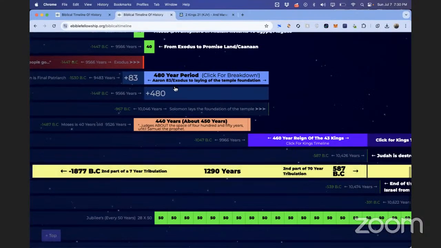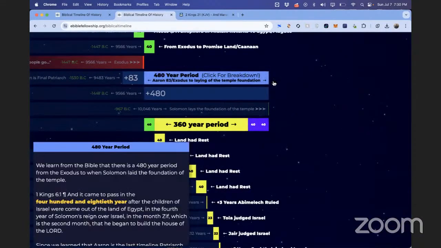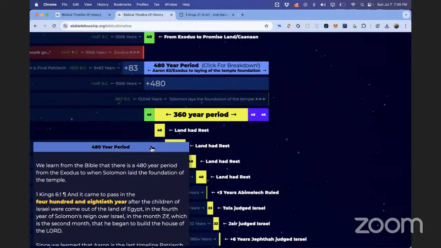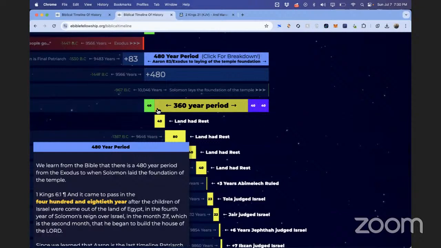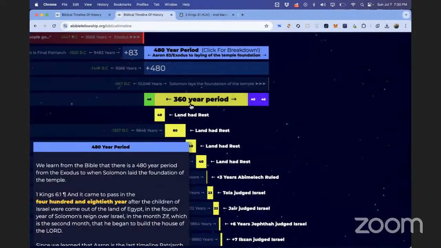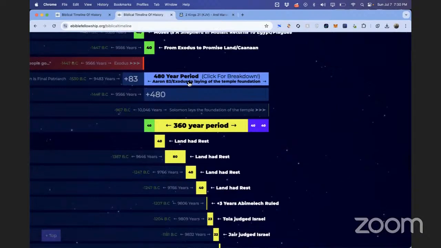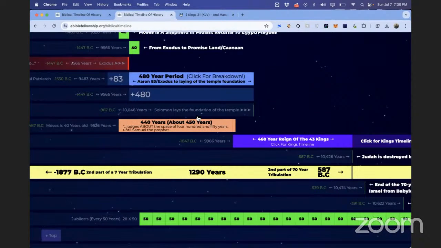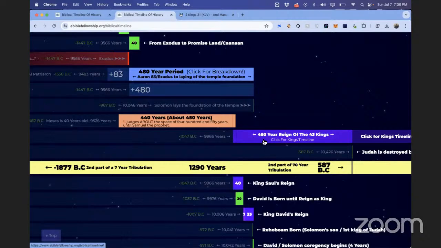And also for the 480-year period from the Exodus to when Solomon lays the foundation of the temple, you can also just click this. This will hide it, and this will actually show you the breakdown with the 360-year period. There were a few glitches I cleaned up here. It wasn't working as well as it could be. So it's not gone. You just have to click these things for breakdowns, just like that.